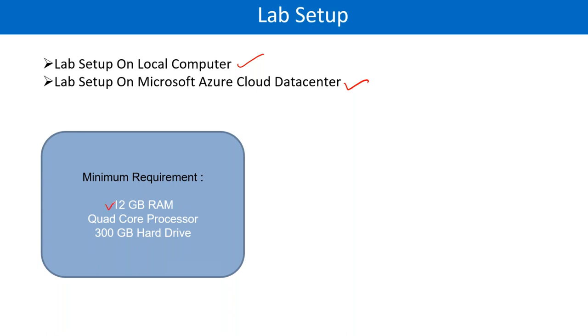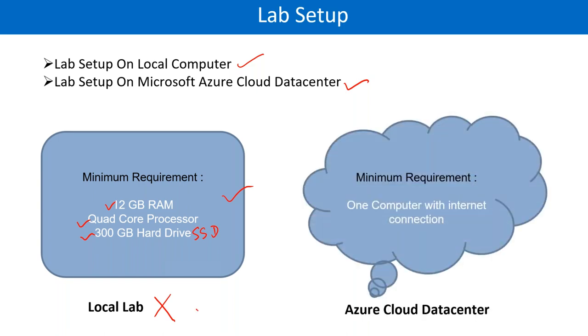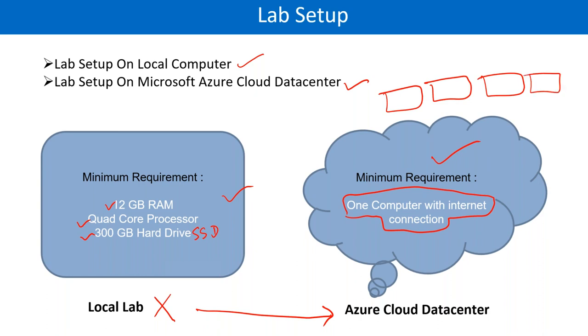So for a local lab, you need to have a minimum of 12 gigabytes of RAM, a quad core processor, and 300 GB of hard drive space, and that is SSD. If you have this configuration, then you can set up your SCCM lab on a local laptop or desktop. If you do not have this minimum configuration, then you go on Microsoft Azure Cloud Data Center. For the Cloud Data Center, you just need one computer with an internet connection. We will be setting up the lab in the cloud. Our computers will be on Microsoft Azure Cloud Data Center, in the Indonesia Data Center or London Data Center, and we will be remotely connecting to these computers from our computer. Any computer with an internet connection will be sufficient. Clear?